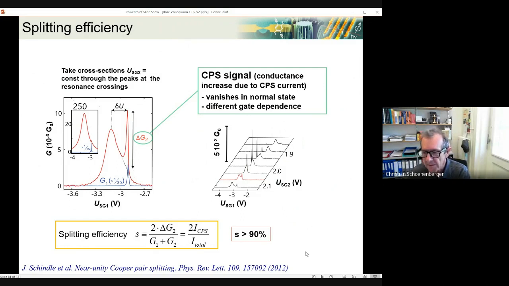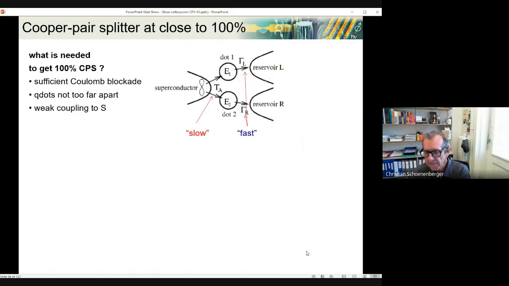So this was about in 2012. Yes, this is the summary of what to do to get 100% CPS. You need to have Coulomb blockade, good strong Coulomb blockade. You need one thing more if you want to make an entangler. You actually have to make sure that the tunnel coupling is weak on the left. There's not highly probable, so that actually makes sure that the coupling, the delta, is larger than the tunnel width here. But you need a fast escape into the reservoirs.